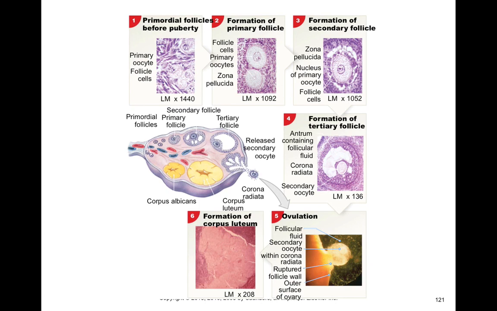Now, if fertilization doesn't occur, then the corpus luteum basically degrades and decays, or dies, into something called corpus albicans, which is basically just like scar tissue that remains in the ovary from the corpus luteum.